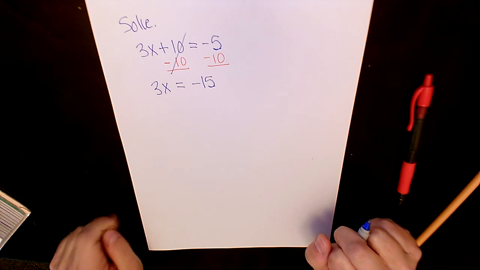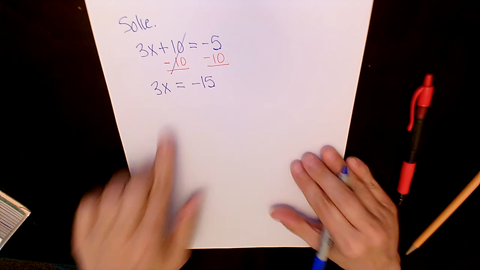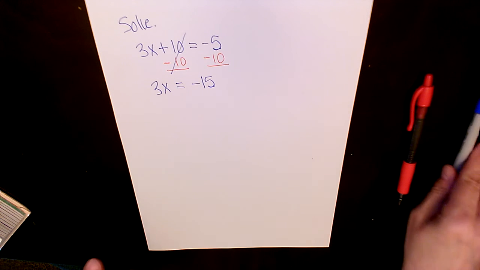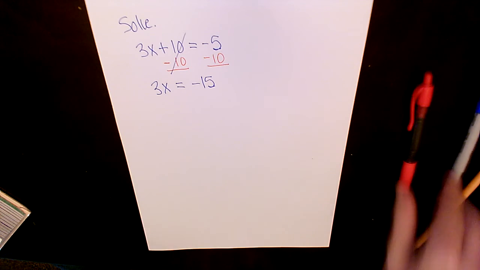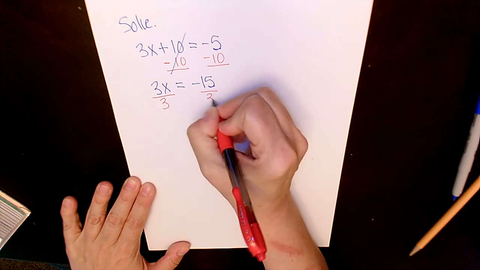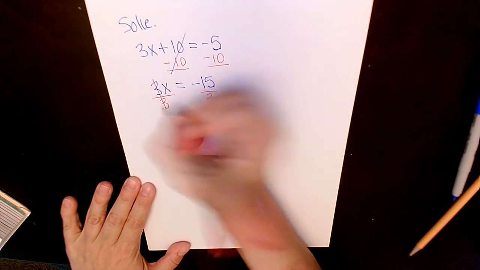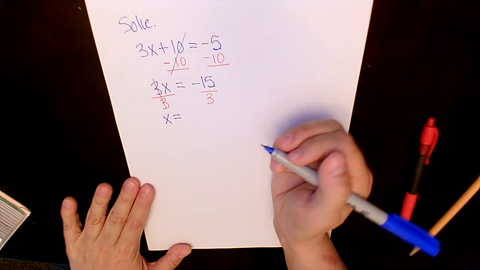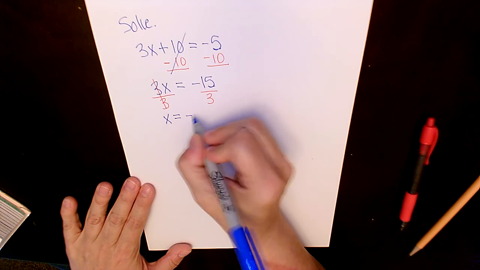Step 3, multiply or divide. We've got 3 times x, so the opposite is division. We're going to divide both sides by 3. These cancel. -15 divided by 3 is -5.